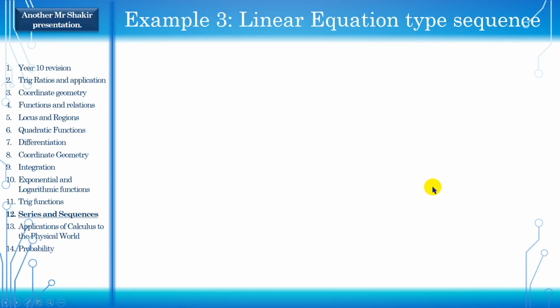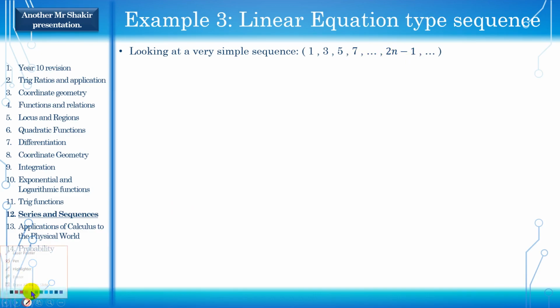Okay, moving on. Third example. Look at a very simple sequence: 1, 3, 5, 7. That's a sequence of odd numbers. And algebraically it's 2n minus 1. For example, if I substituted in the first term, I'm going to substitute 1 into that equation. So 2 times 1 minus 1 is equal to 1. 2 minus 1 is equal to 1. That's why it's 1 there.